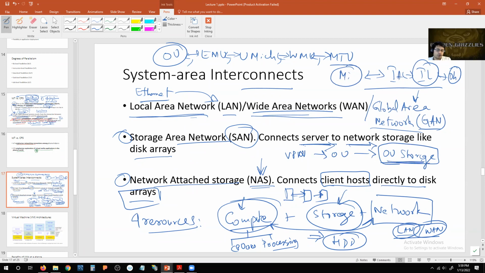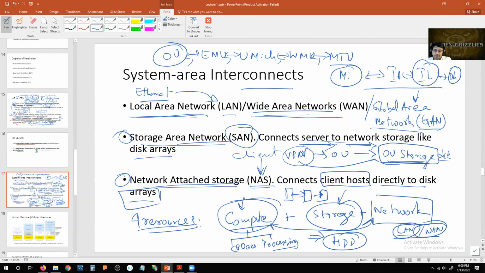So this OU storage is basically a disk drive which has been implemented using the idea of network attached storage, right? So as a client, you can simply connect to the OU storage instead of going through their VPN, getting into their domain, and then accessing the network storage, which will basically be an example of storage area network if you use that kind of protocol, right? So basically, these are the different types of interconnections that are available, right?